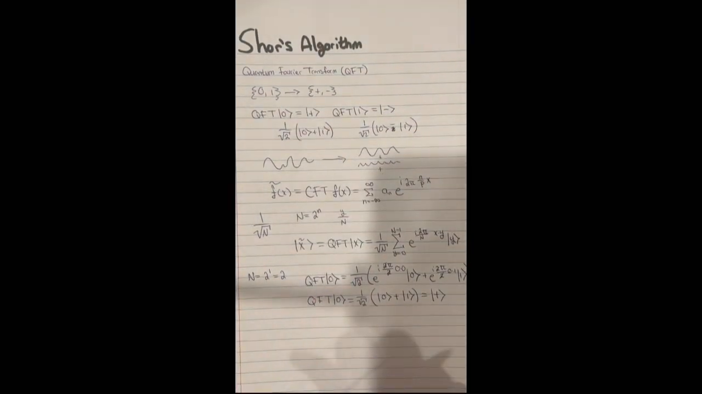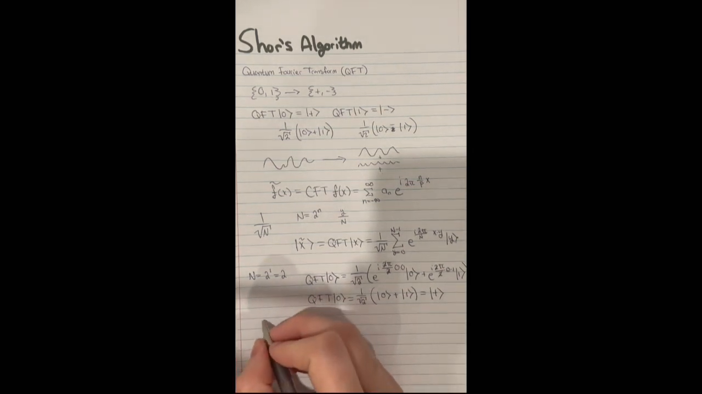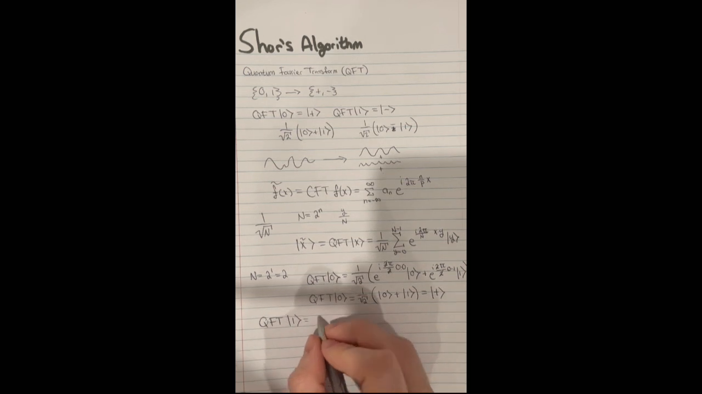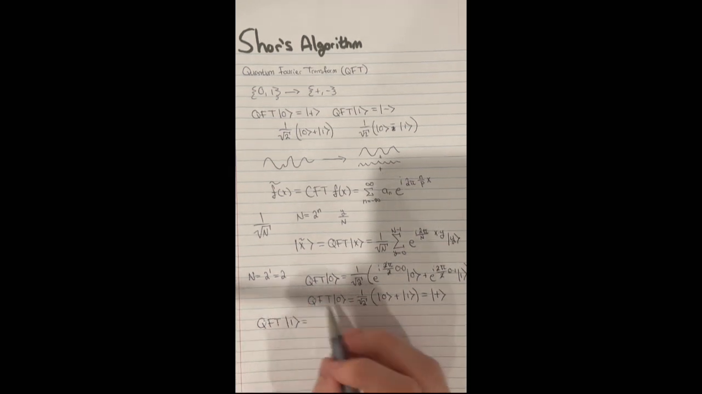Now we can do the same thing for our 1 state. So we'll have QFT operating on 1. And now we again have N equal to 2.